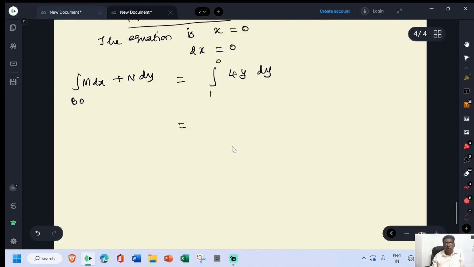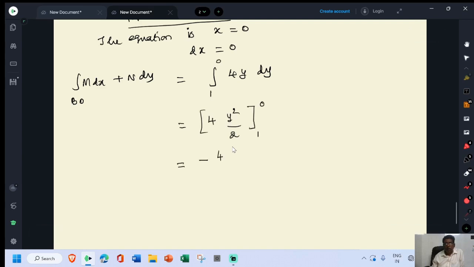This is equal to 4 y square by 2. 4 is a constant, y dy is y square by 2. Now apply the limit 1 to 0. If you apply the upper limit, everything vanishes, minus of the lower limit: 4 into 1 by 2, 4 by 2, which is equal to minus 2.